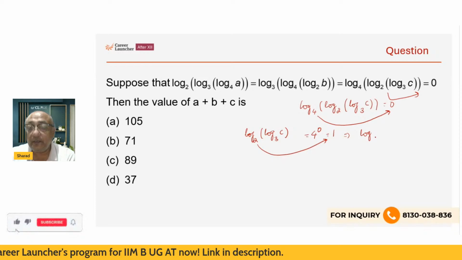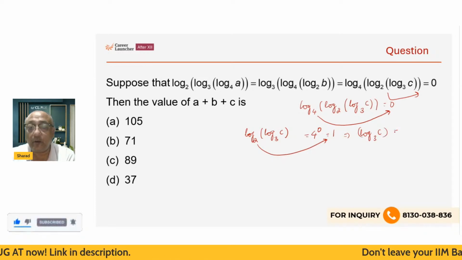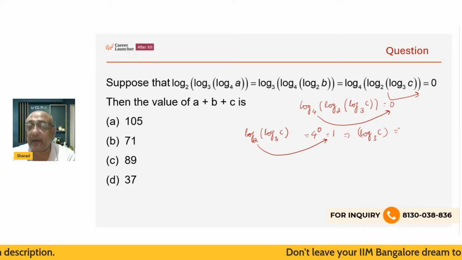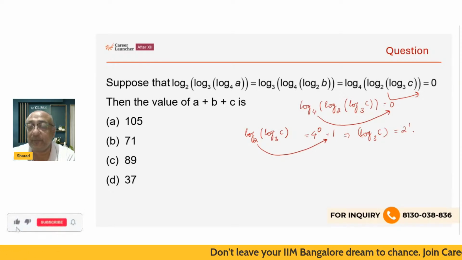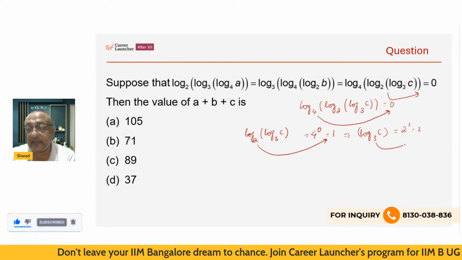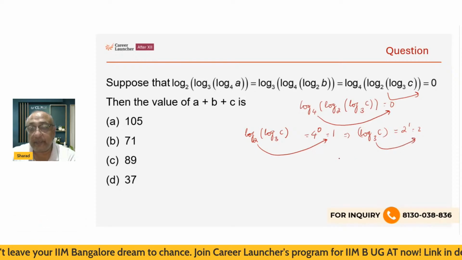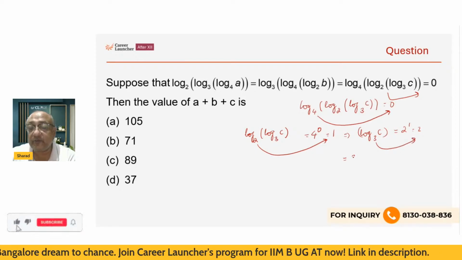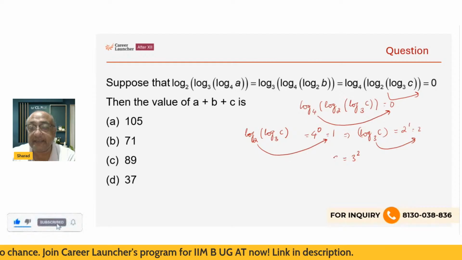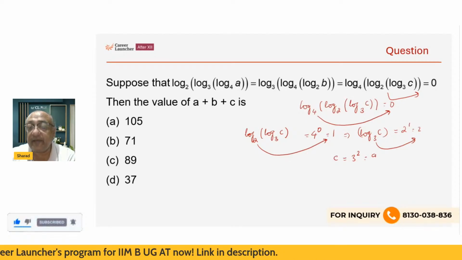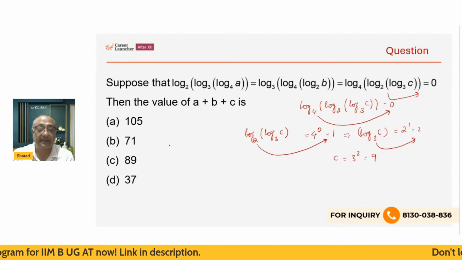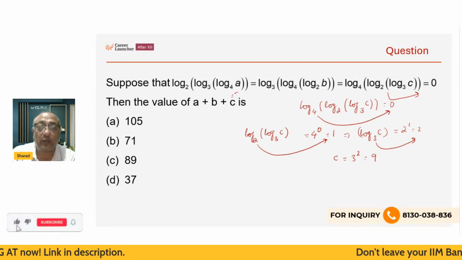Log base 3 of C. This is nothing but how much? 2 raised to the power 1. How much? 2 raised to the power 1. Wow, this is simple. This is 2. Again, use this arrow. So this will become 3 raised to the power 2 on the right hand side, and this is C. So I have got a value of C is equal to 9. So one of the values I have got is 9 here.